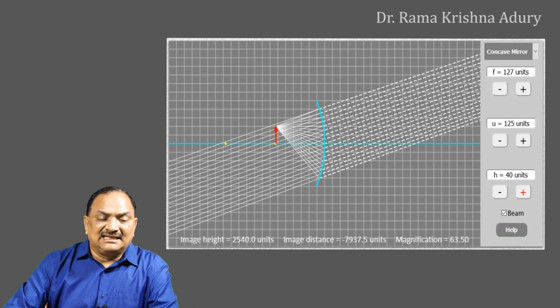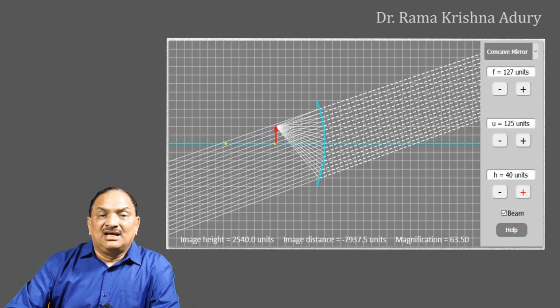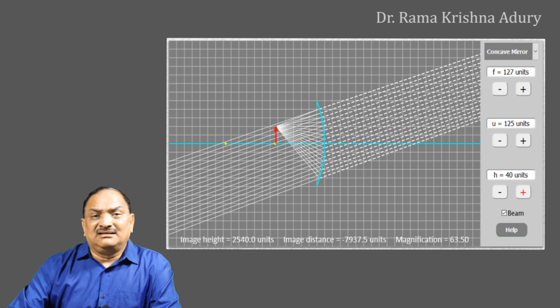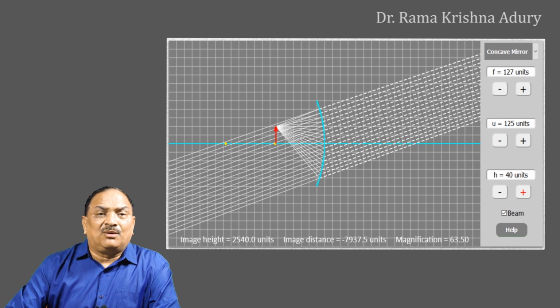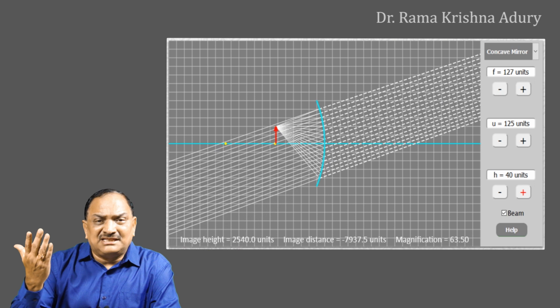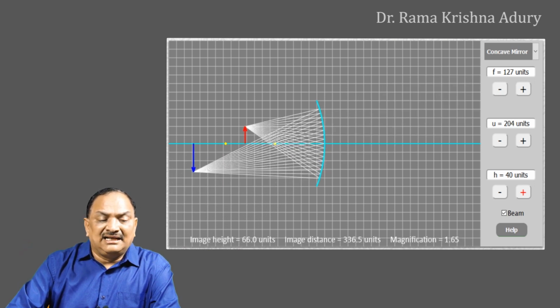And let us take the case when it is at, say, F, the principal focus, and the rays are almost parallel. We don't know where they converge. So we don't study the properties of the image formed when the object is at F, because it is formed at infinity. But take it a little beyond.